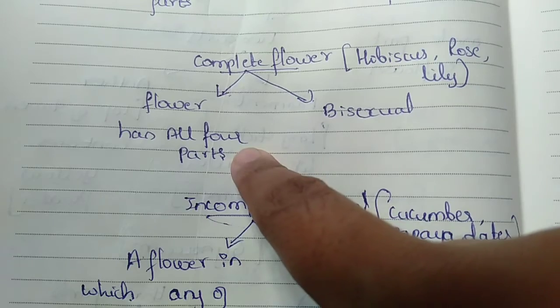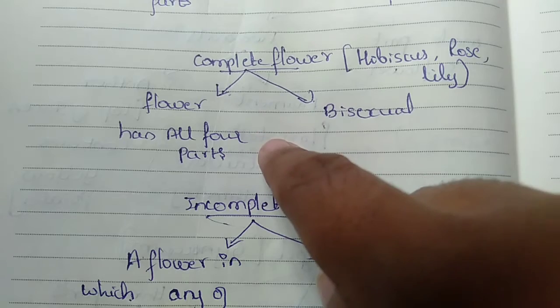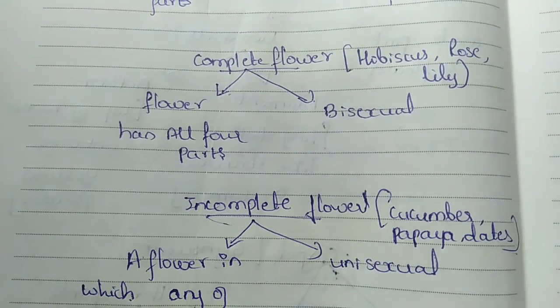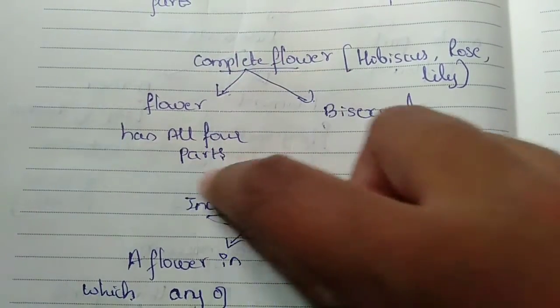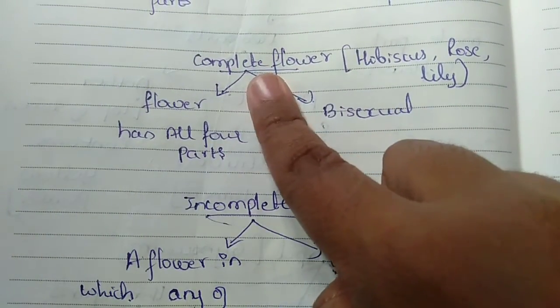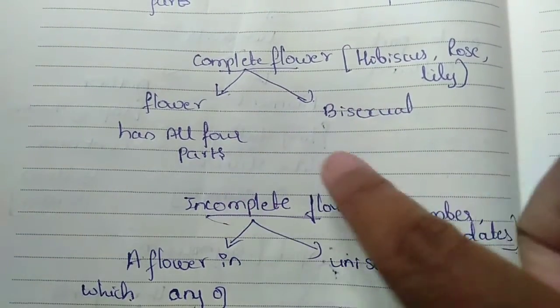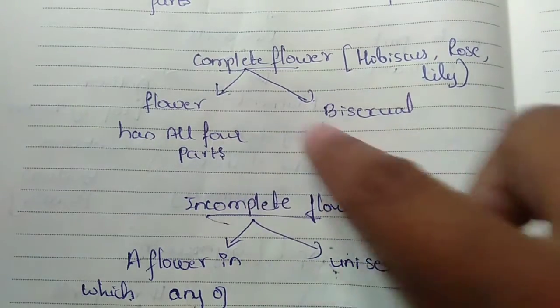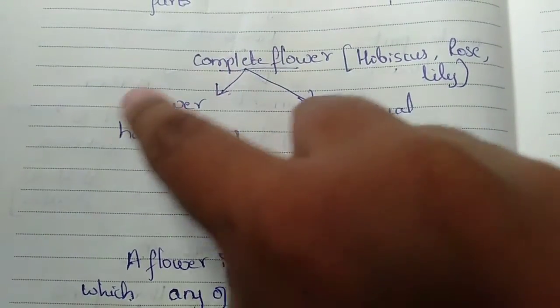That will not be found in all flowers, so we can't consider those as complete flowers. A complete flower should contain all four parts, both the non-reproductive and the reproductive parts. Then only do we consider it a complete flower. And it is also bisexual. Bisexual means it has both parts. A complete flower is always bisexual, and it contains all the parts.